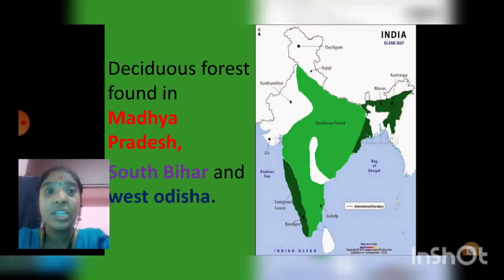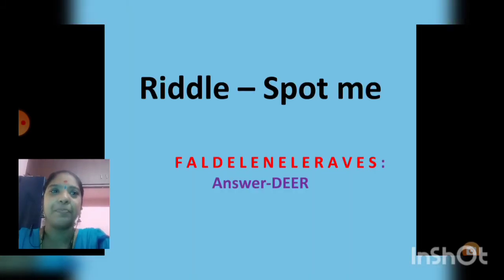Deciduous forest is also found in Madhya Pradesh, South Bihar and West Odisha. So these are the places where you can find the deciduous forest.